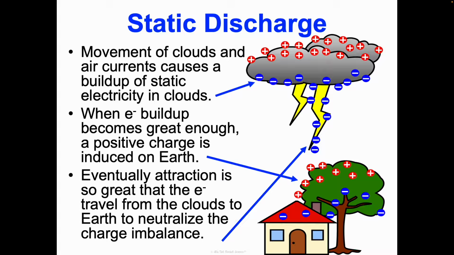And then the flash of light that you see is the result of the collisions between the atoms and the molecules in the air, and that collision emits light. Thunder is what we hear as a result of the heat in the air during a storm. It expands rapidly and it makes sound waves, and that's what we're hearing as thunder. But this is lightning, and this is an example of static discharge.